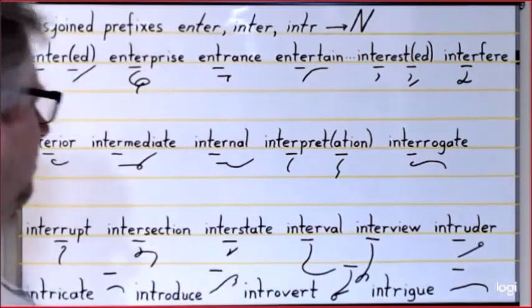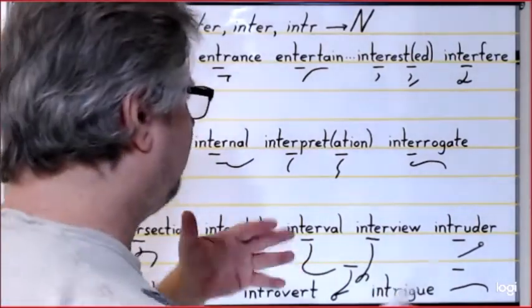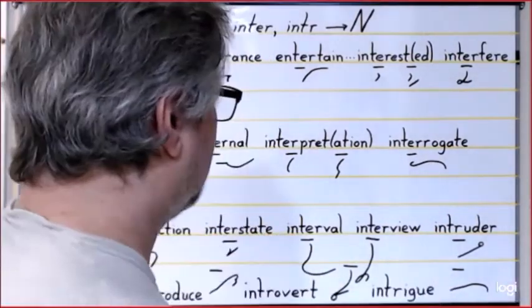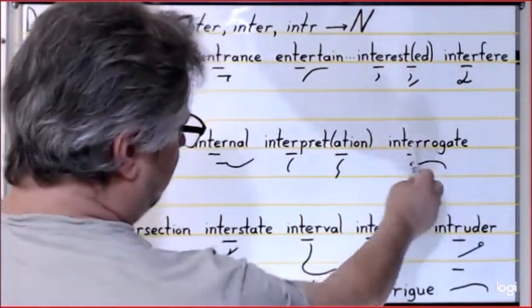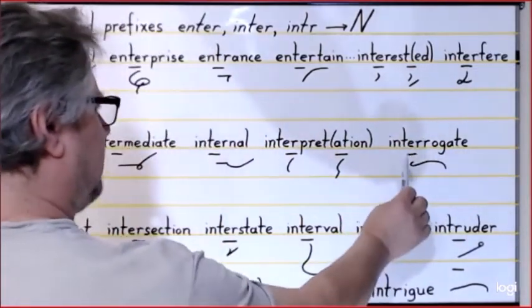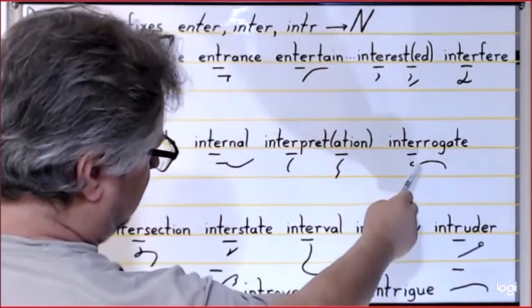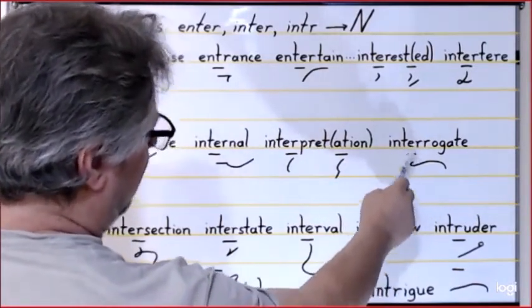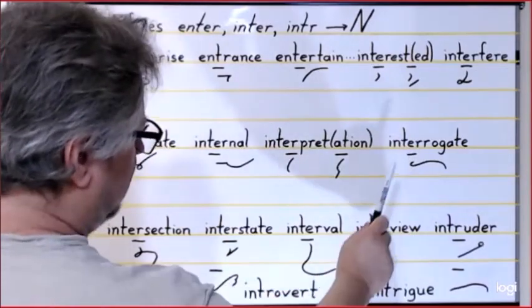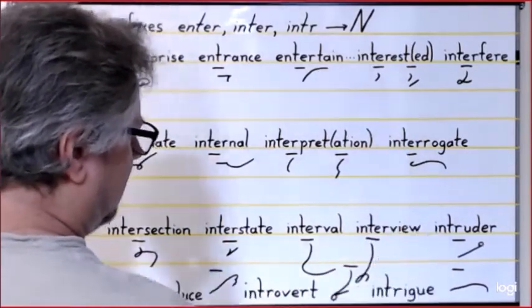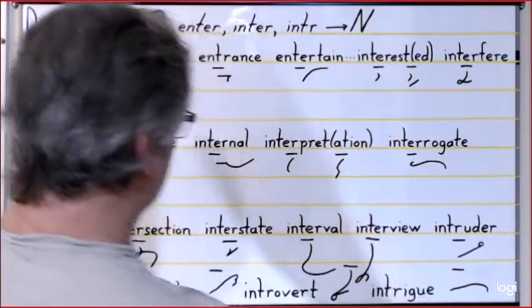Now, there are some words where a vowel will need to be inserted, like interrogate, for instance. The way to tell this is that it has a double R, hence the O that is inserted here. And also, so that you can tell the difference between interrogate and intrigue.